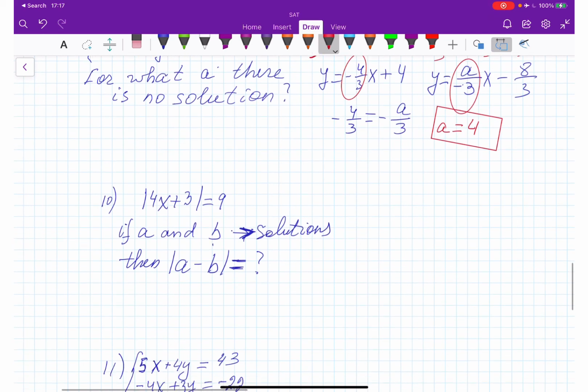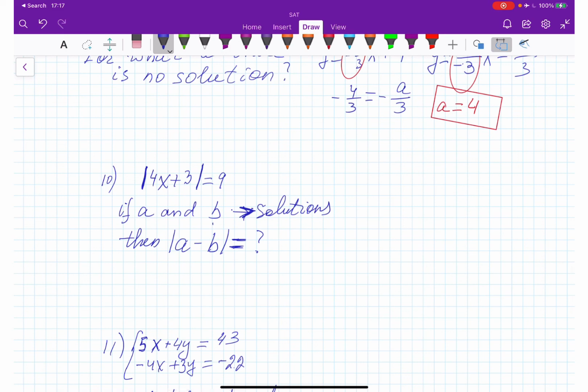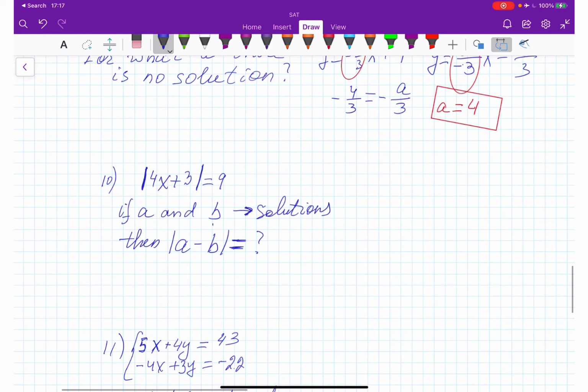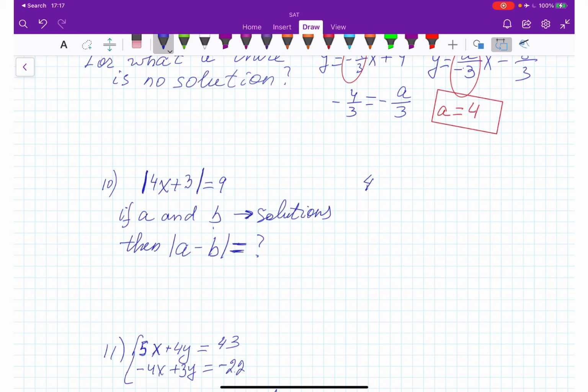Question number 10. Here we are dealing with absolute value, and it says, given that A and B will represent solutions, how much will be the absolute value of A minus B? So, if I have the absolute value of 4x plus 3 equal to 9, that means on one end I have positive 4x plus 3 equal 9, and on the other end it's going to be negative 4x plus 3 equal 9.